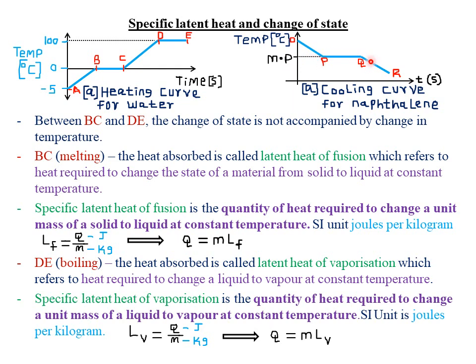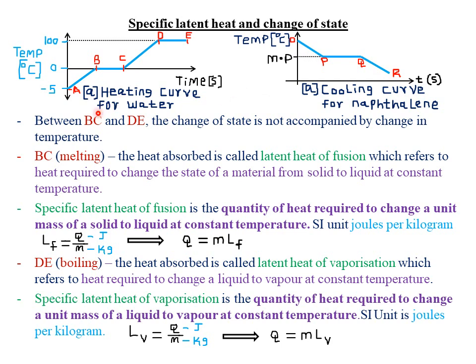So between point P and Q, during the process of cooling, the naphthalene will change from liquid state into solid naphthalene. The heat that is released in this process will be equal to the heat that was absorbed between point B and point C. So between P and Q, the liquid naphthalene has melted and therefore solidified. Then between point Q and point R, this is now the solid naphthalene, which is cooling.